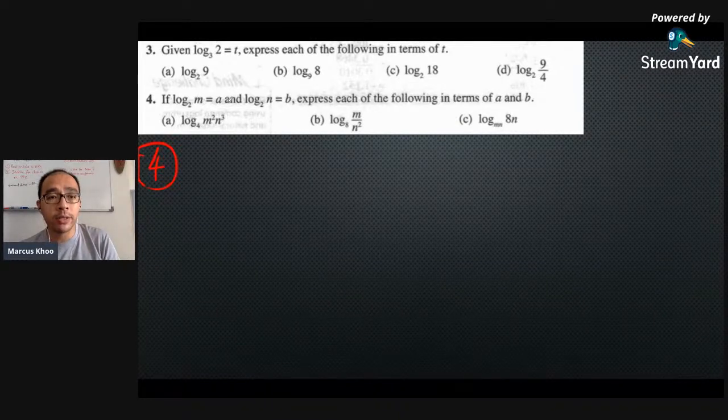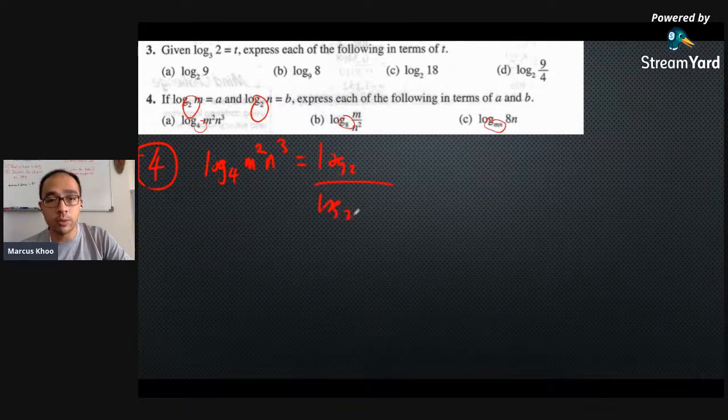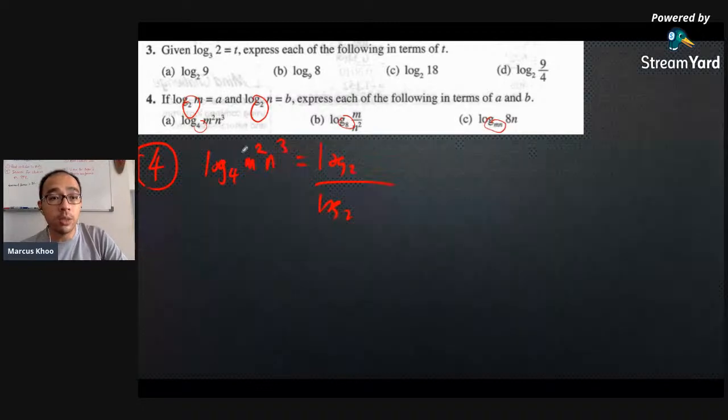If log_2 m equals a and log_2 n equals b. First of all, notice the base. Base is 2, which means everything over here we have to convert, because look at this, base 8, base 4, all kinds of odd bases. No choice, we have to convert it to base 2. So let's do this. Log_4 of m squared n cubed equals log base 2. Let's make it easier first. So this whole thing goes on top, m squared n cubed, and 4 goes at the bottom.